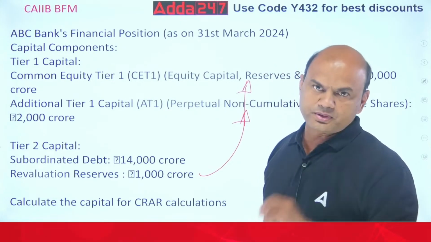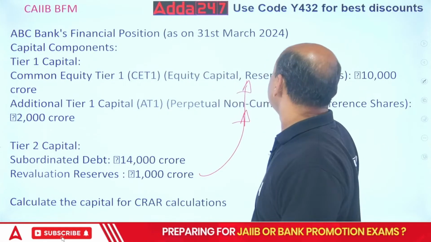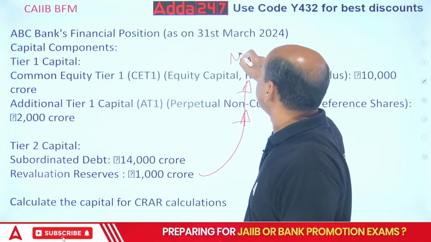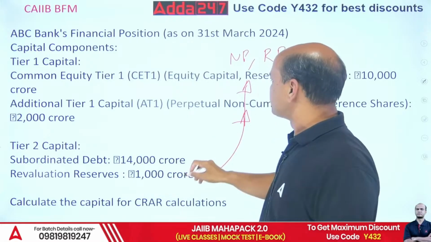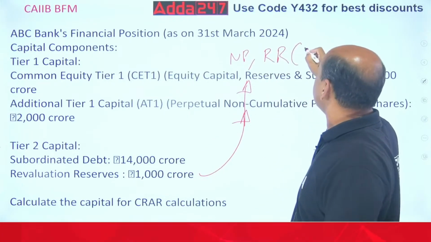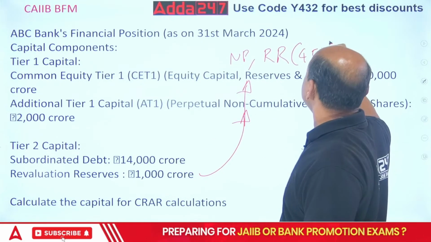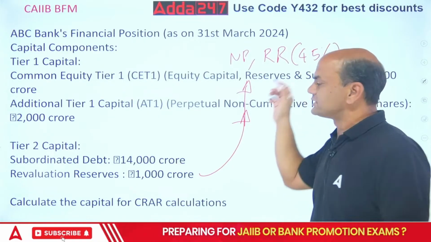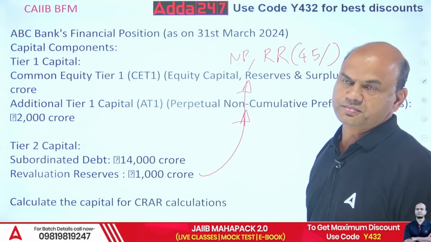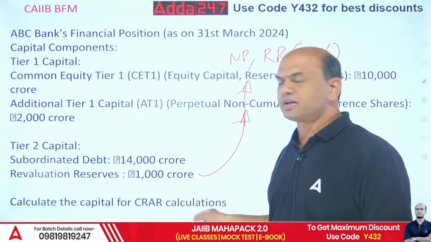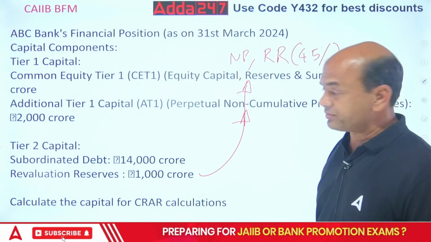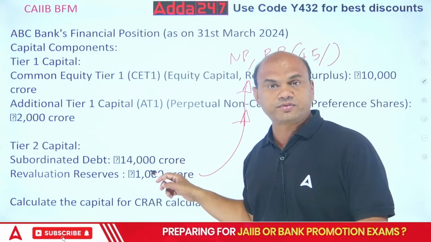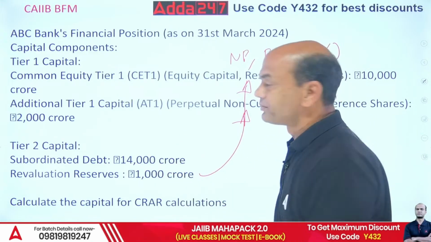CET1 has 4 components: equity capital, reserves and surplus, net profit, and revaluation reserves, RR, this one. They are taken at 45%, meaning a 55% discount. So we take this at 45%. So you have to calculate the CRAR now. That's why I said it's a trap for you. In the exam also, if they give you this, kindly note, it's a trap.